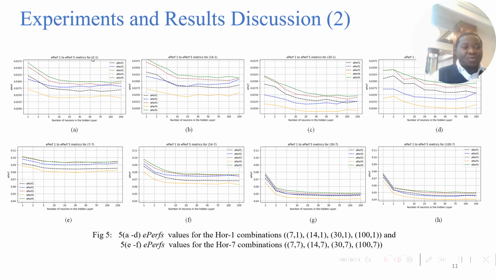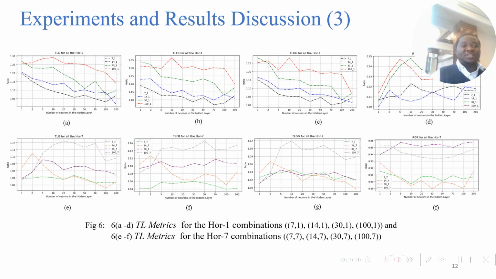Now look again, here we remember I spoke about the lag size and horizon size. We noticed that when the horizon size is smaller, the error is smaller. When the horizon size is bigger, the error is quite bigger. These pictures can say more than that, and in the paper we explain that in more detail. Now, these are some results of the transfer learning metrics that we identified: TLG, TLFR, TLGG, and RGR.